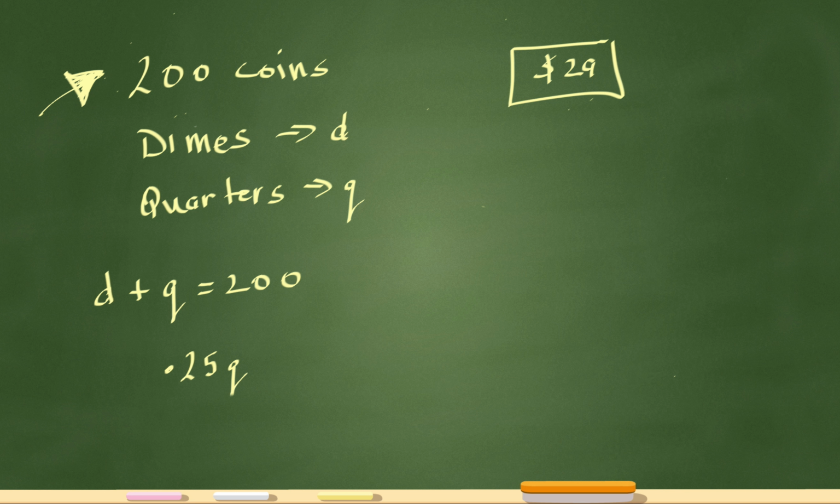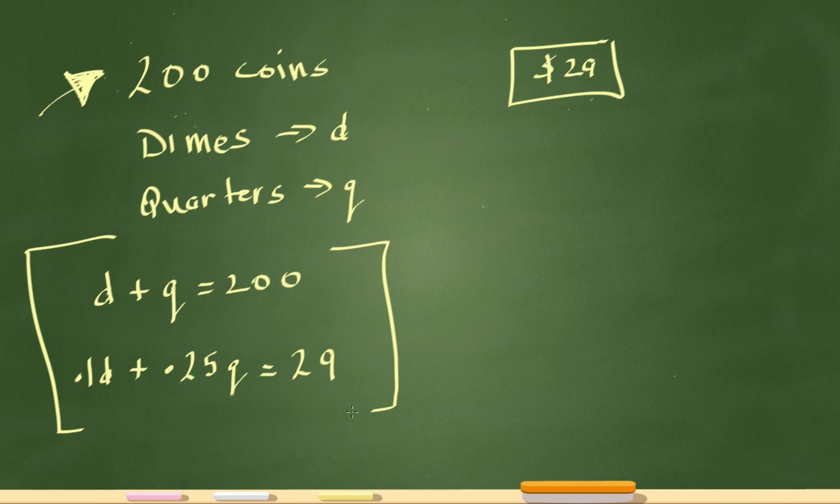So let's write that down as 0.25Q. And also, we know that dimes are 0.1 or 10 cents, so 0.1 times the number of dimes I have. And then that'll all add up to $29. So I have these two equations right there now. Now I can go ahead and try to use substitution and solve for it. I'm solving for how many quarters are in the bag.